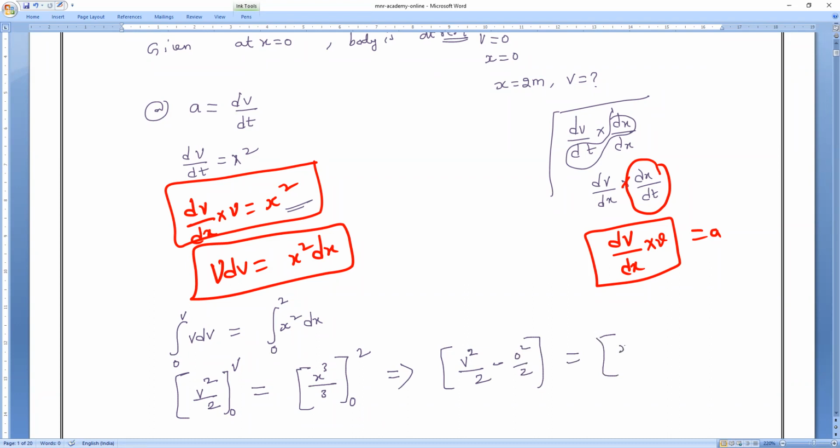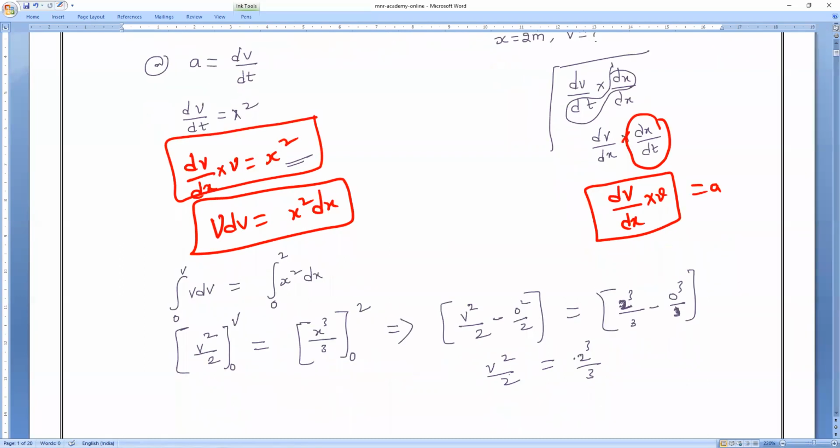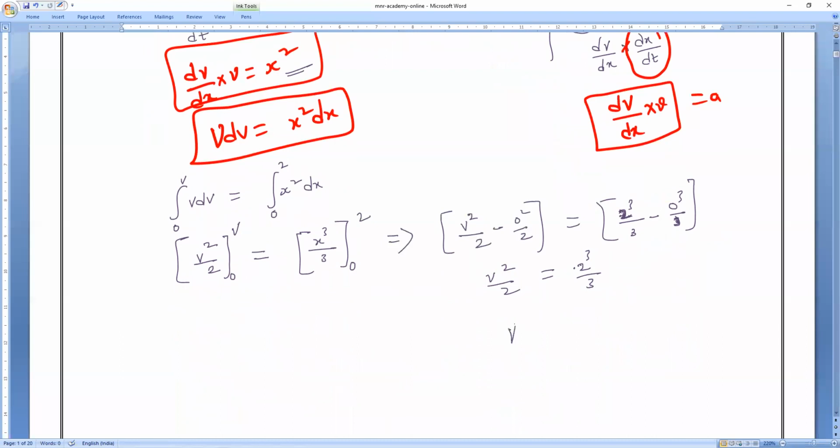Substitute it, all of you. x cubed means 2 cubed, so 2 cubed divided by 3 minus 0 cubed divided by 3. So v squared by 2 is equal to 2 cubed by 3. 2 cubed is 8, so 8 by 3. Now v squared is equal to 8 by 3, and this 2 in division will come to this side and become multiplication.